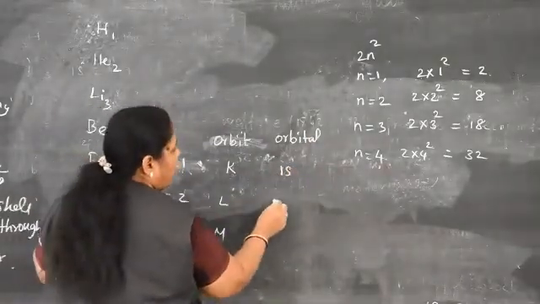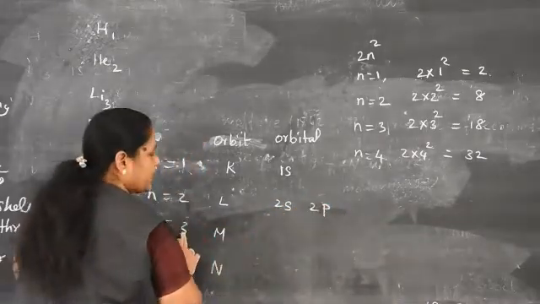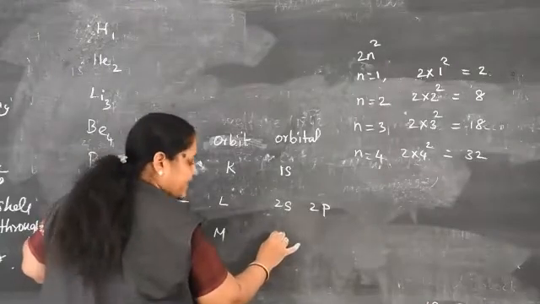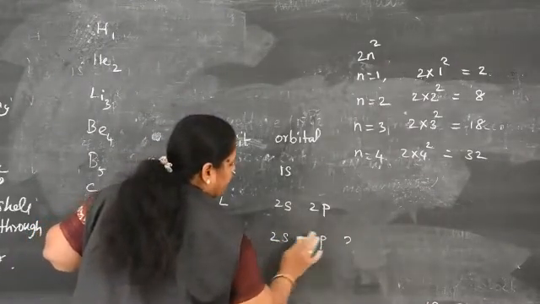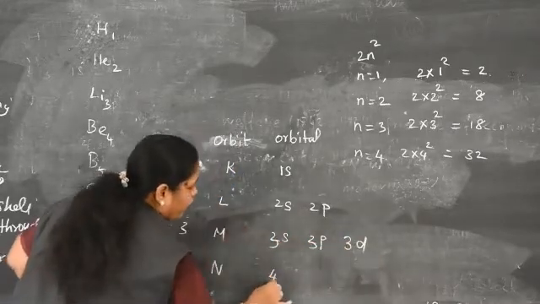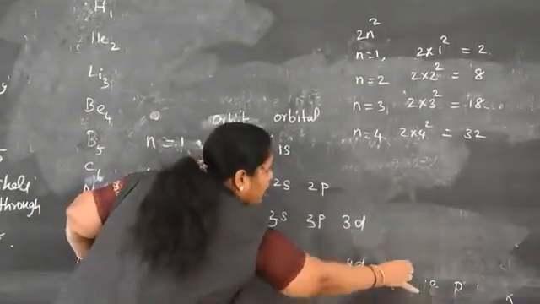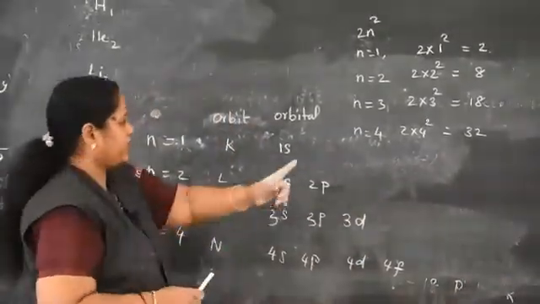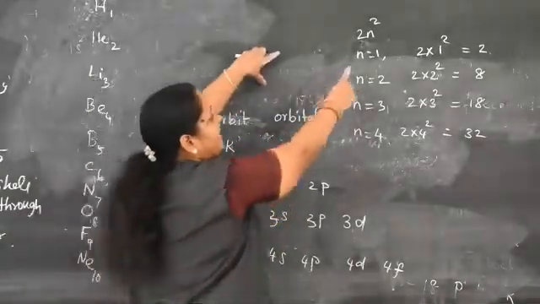n equal to 2, how many subshells are there? 2s, 2p. n equal to 3, how many subshells are there? 3. They are 3s, 3p, 3d. And the fourth one is 4s, 4p, 4d and 4f. In the diagram, you check that one. 1s, 2s, 2p. So, n is 1.